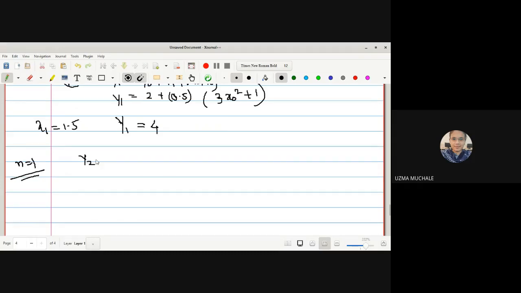Similarly, let us proceed for the next one. For n equal to 1, we get y2 equal to y1 plus h into f of x1, y1. We calculated y1 as 4, so 4 plus 0.5 into 3x1 square plus 1, where x1 is 1.5. Hence we get the value of y2 as 7.875.